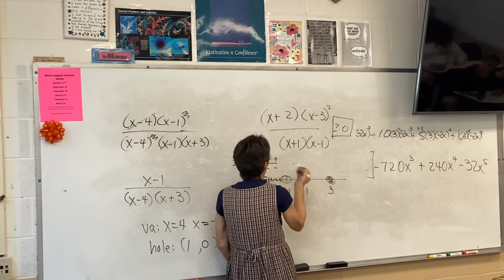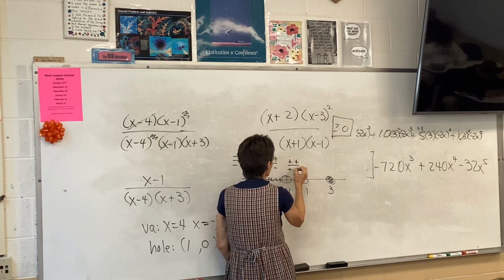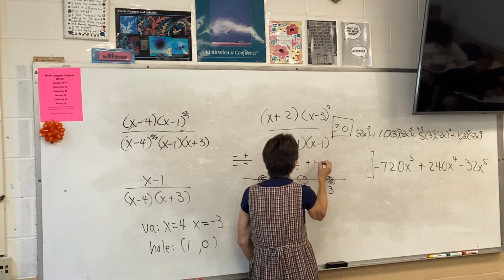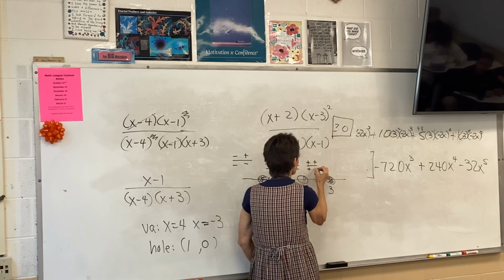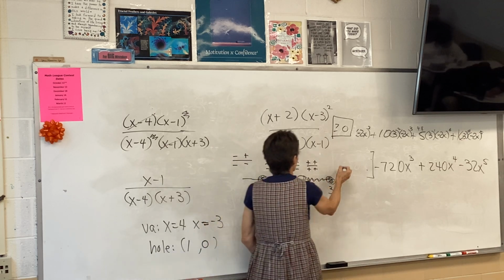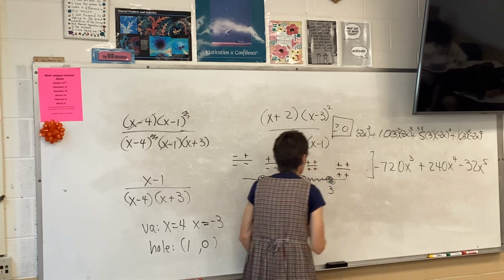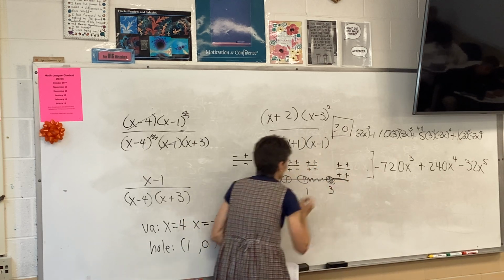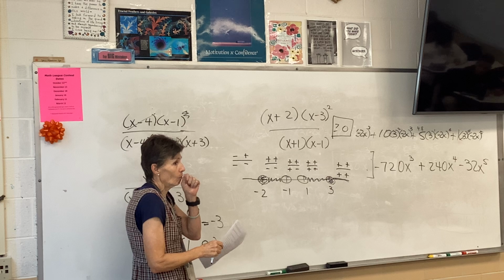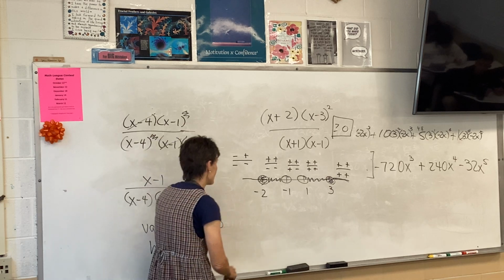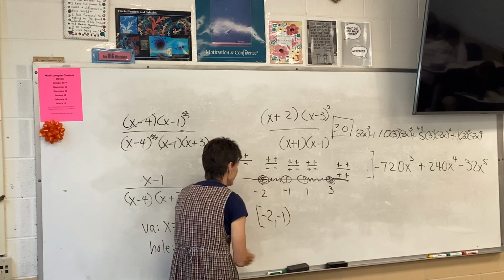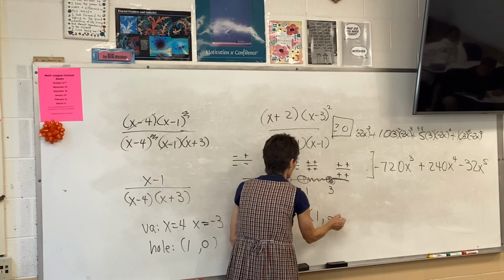Don't let me make a mistake. How about 0? Positive, positive, positive, negative. Nope. How about 2? Positive, positive, positive, positive. That'll work. And 4. Positive, positive, positive, positive. Okay. How does my shading look? So I have -2 to -1, and I have to distinguish here the brackets and parentheses, and then 1 to infinity.